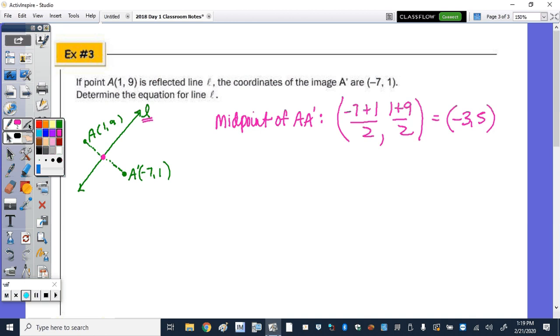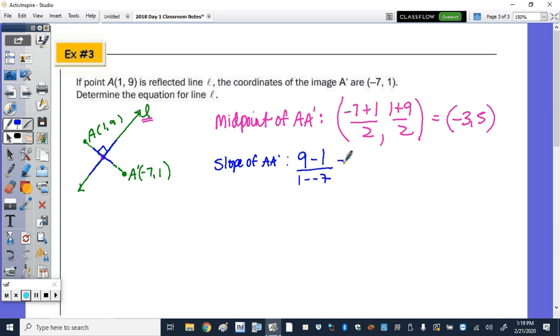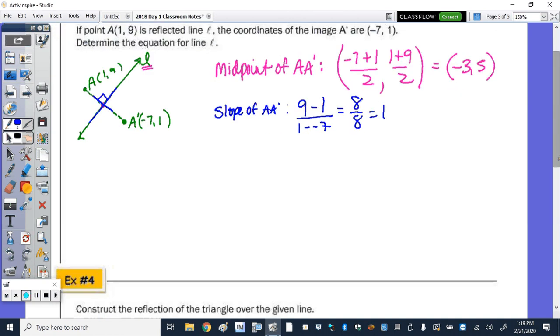Okay? Another thing we know, too, is that these two lines should be perpendicular. So if I know the slope of AA prime, I know the slope of L. So let's calculate the slope of AA prime. So y2 minus y1 over x2 minus x1. So 9 minus 1 over 1 minus negative 7. So we get 8 over 8, which is 1. So now for the equation for line L.